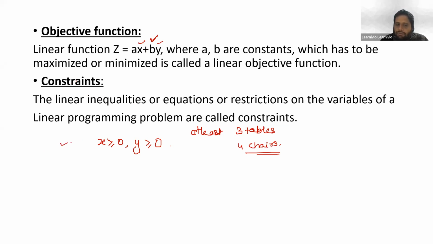For example, they will give you that x plus y should always be less than or equal to 10. That means the sum of the number of chairs and tables should always be less than or equal to 10. So these are the restrictions, and these restrictions are called the constraints. So in every question, you will find two things. First is the objective function, which you have to maximize or minimize under the restrictions. This will always be present in every question.